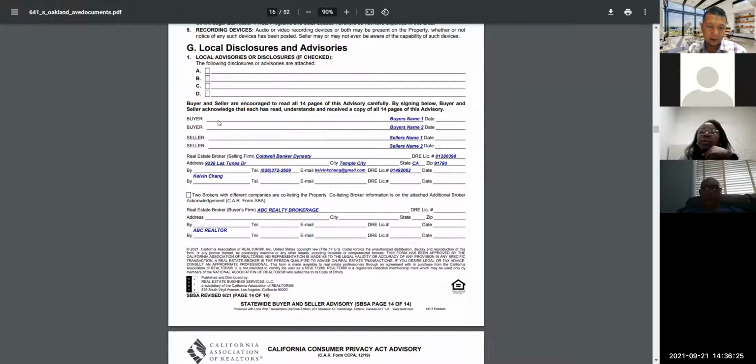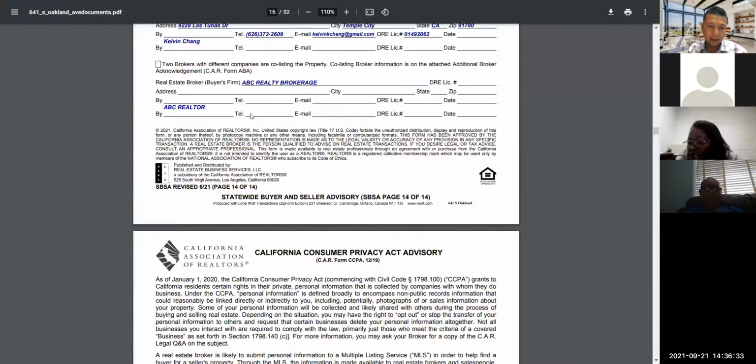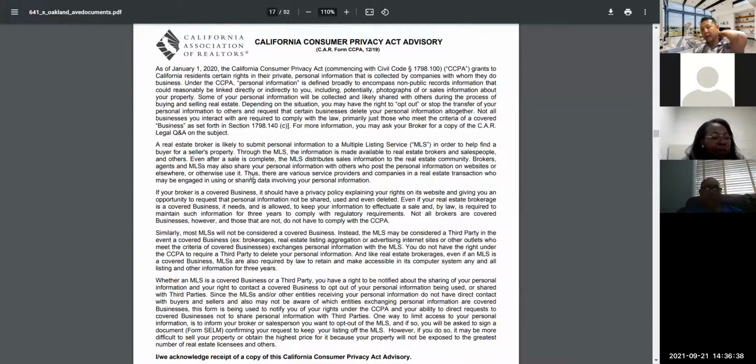Now that's the area for the buyer and seller to sign, and go ahead and you sign below where you are and the other agent as well. California in 2020 voted, the people voted that residents should be able to control and understand their rights of what information, whether it's private or personal, is being collected by various companies and what they do with their data.